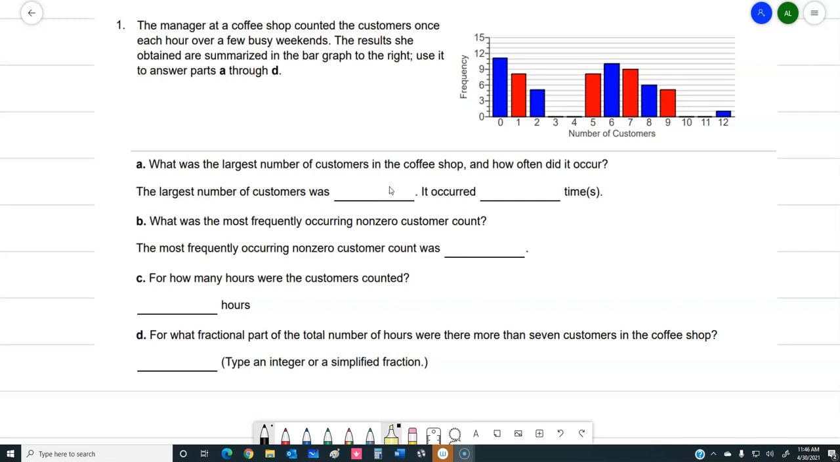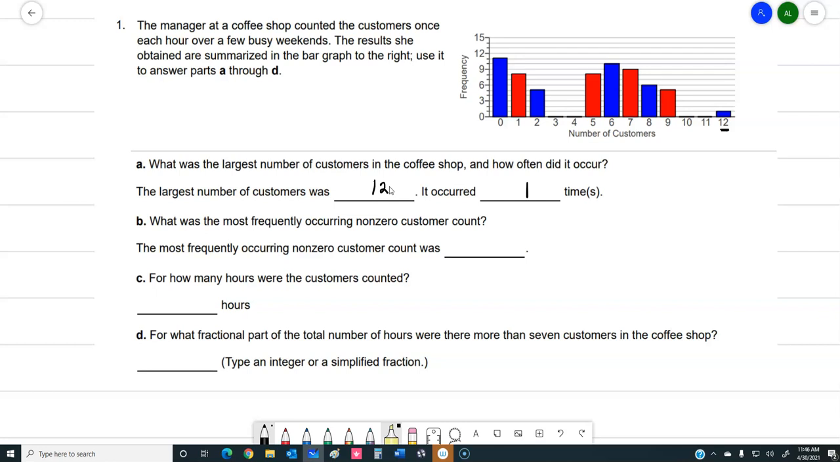What is the largest number of customers in the coffee shop and how often did it occur? So we're looking at the number of customers here from our bar graph. The frequency, of course, would be over here, and that frequency relates to the hours. So we see that the largest number of customers is 12, and that only occurs one time. So we'll put the largest number of customers was 12, and it occurred one time.